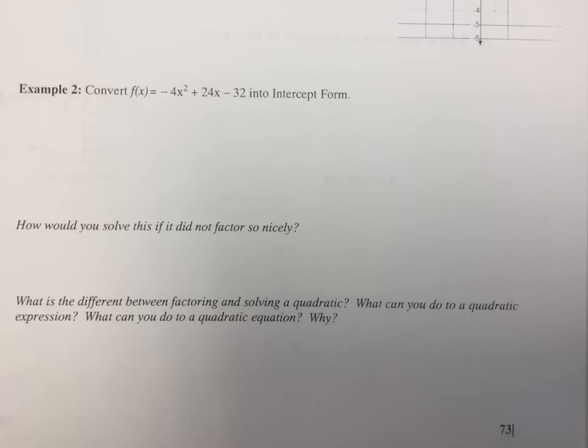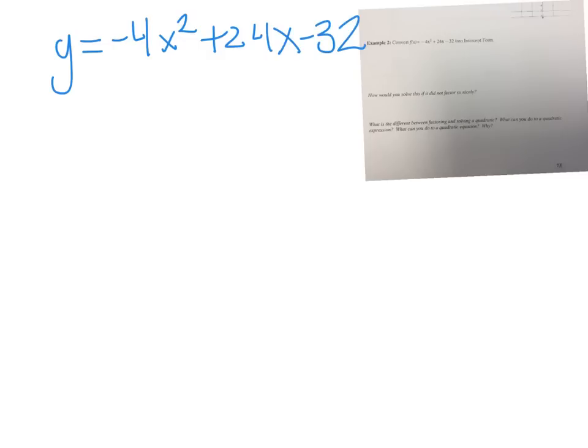Okay, so the last part of these notes asks some questions, but we have one more example to do, and it says that I need to convert -4x squared plus 24x minus 32 into intercept form. So I'm going to shrink this picture and put it up in the corner, and we're going to do this step by step. The first thing I have is y equals -4x squared plus 24x minus 32. And I hope you remember the first rule of factoring is always to pull out the GCF. So I'm going to pull out a -4. I'm going to get x squared minus 6x plus 8.